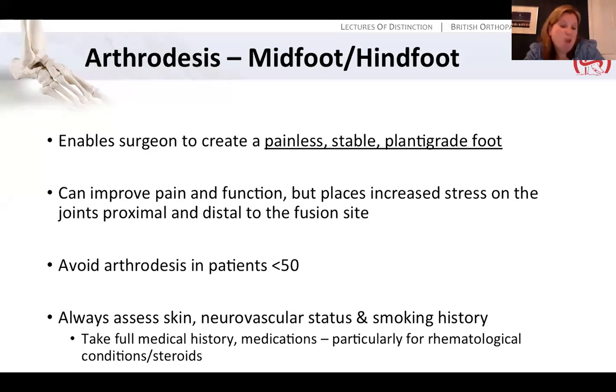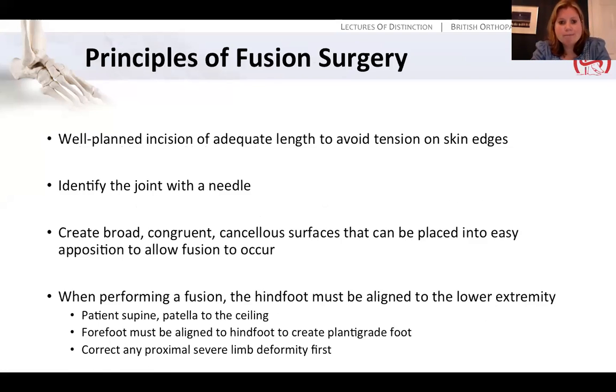You need to take a full medical history. You need to talk about the medications that they're on. You need to know if they're on steroids or any disease-modifying anti-rheumatic drugs. Particularly, steroids can affect skin healing. And anti-TNF medication, you may need to stop it because, again, a lot of these patients who need these fusions have rheumatoid arthritis. So again, just general principles when assessing patients for surgery.